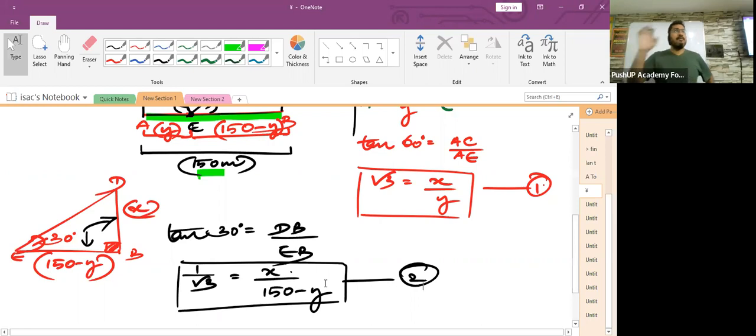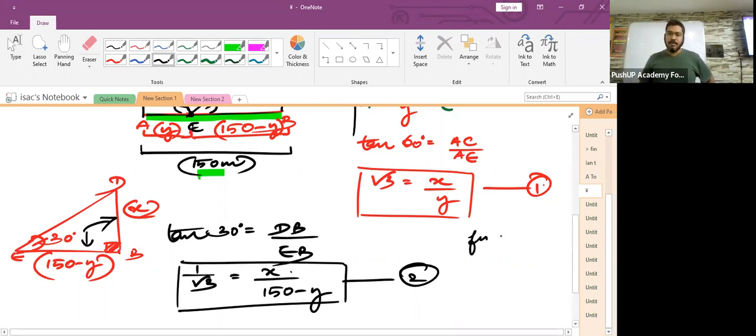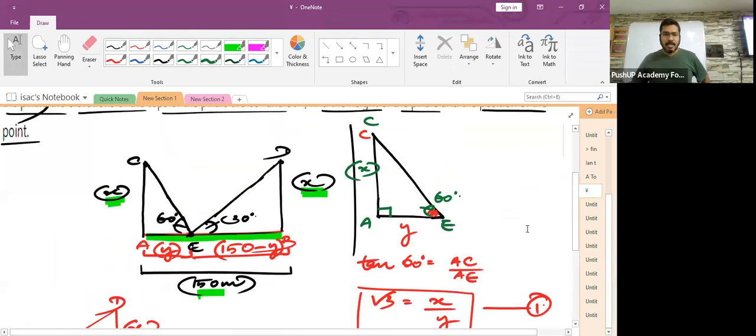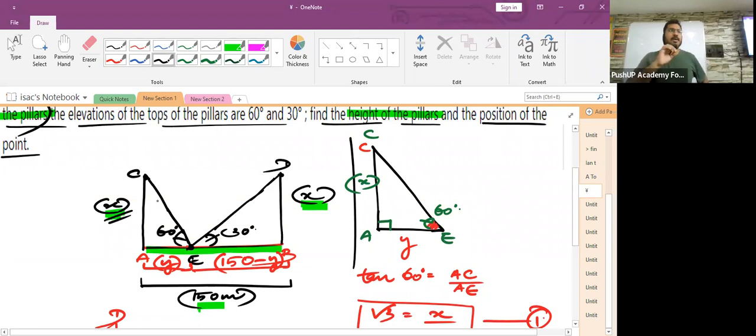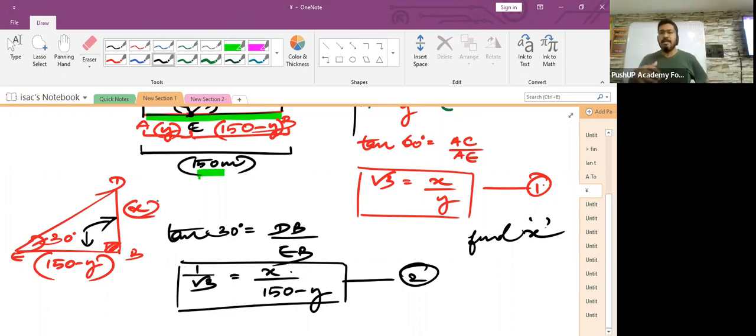All right. Now they were asking us to find what? First, the height of the pillars. That means you have to find what? The value of X. Isn't it? In my diagram, I have taken X as what? The height of the pillar. And that is exactly what we have to find. Okay. So children, if you are asked to find the value of X, let us express the value of Y in terms of X and do the substitution method.